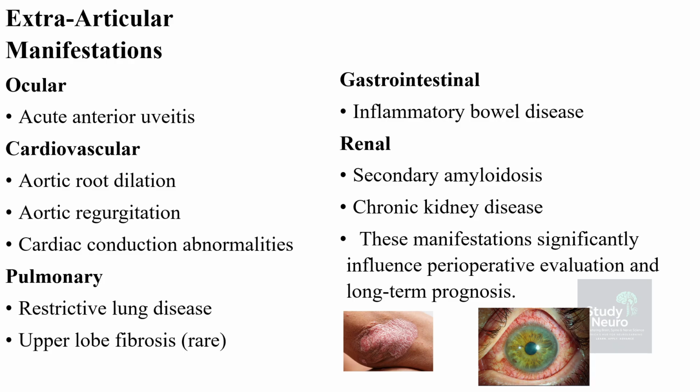Pulmonary disease is less common, but may include restrictive changes and rarely fibrosis involving the upper lung zones. The disease may also occur alongside inflammatory bowel disease, while long-standing inflammation can contribute to renal complications, such as secondary amyloidosis and chronic kidney disease. These systemic manifestations matter. They can influence both perioperative assessment and the patient's long-term prognosis.